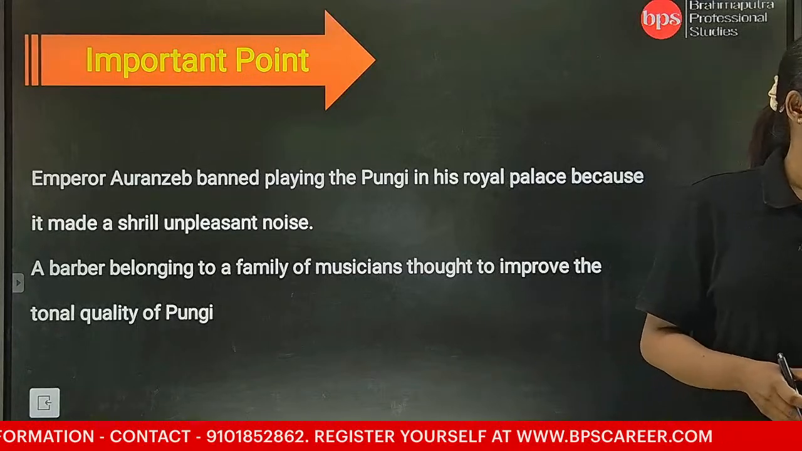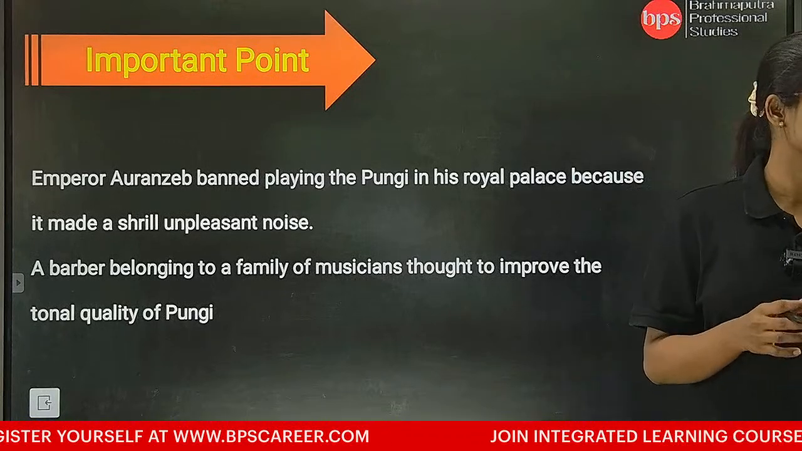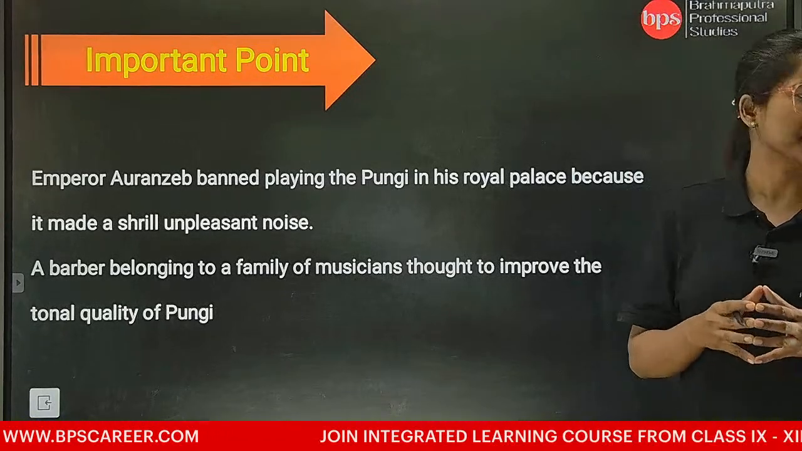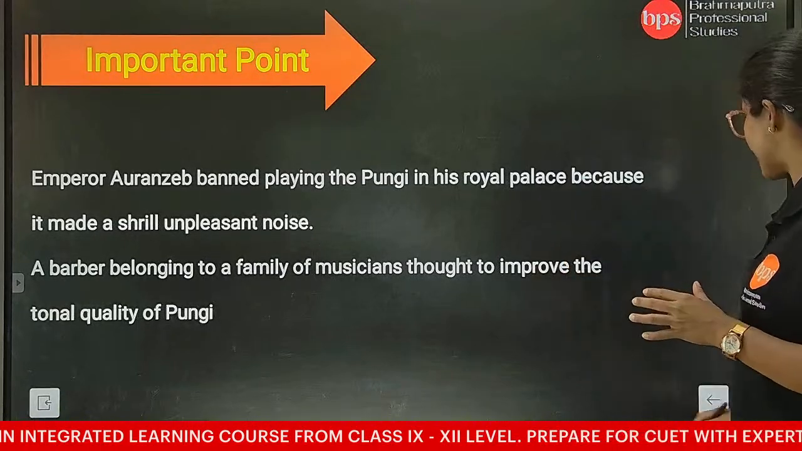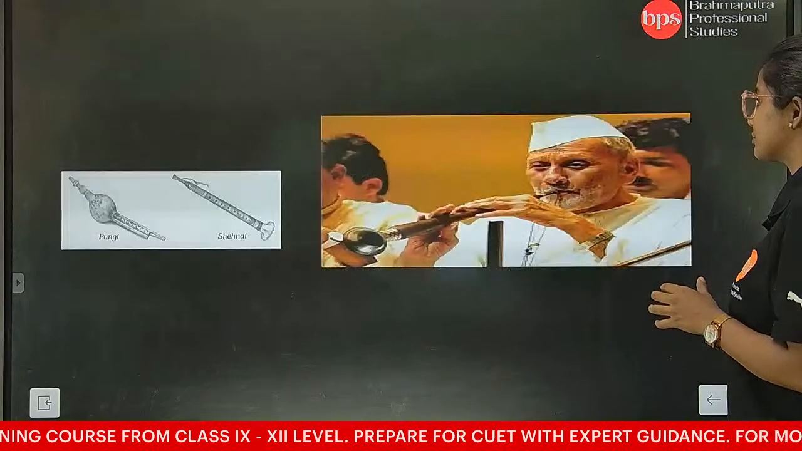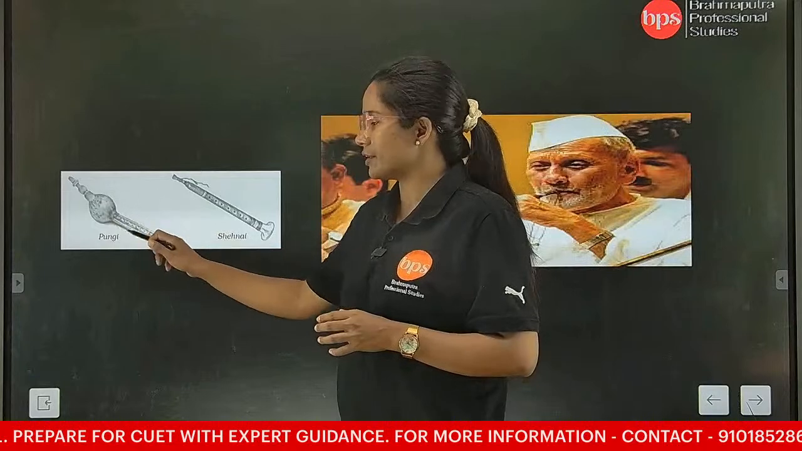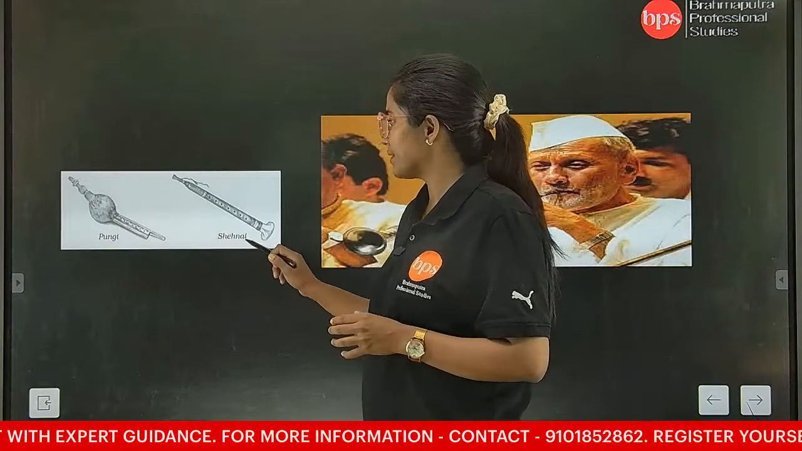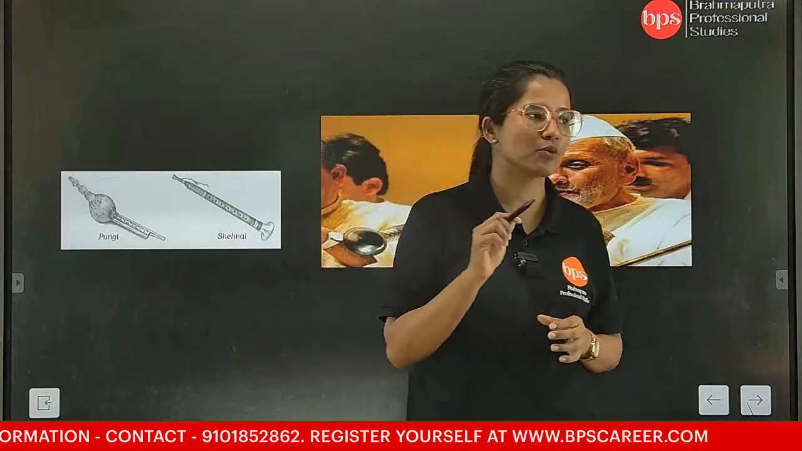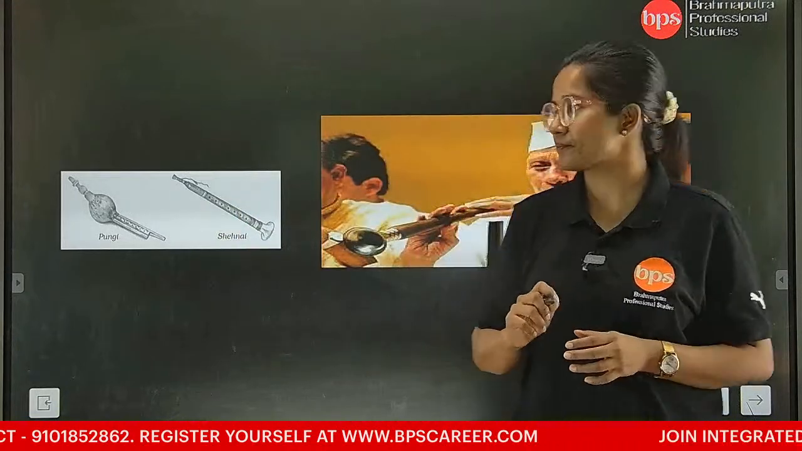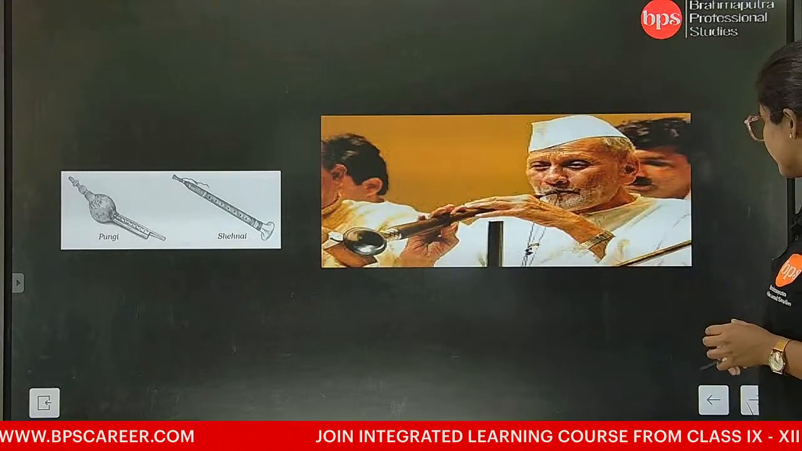Emperor Aurangzeb banned the playing of pungi in his royal palace because it made a shrill, unpleasant noise. Now see, I will show you the picture. This is from the text itself. This is a pungi, the structure, and the shehnai is a bit longer with holes made in the body. And how many holes? 7 holes. And here he is, Ustad Bismillah Khan.